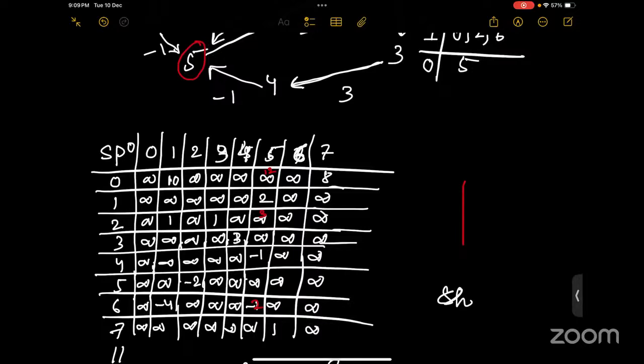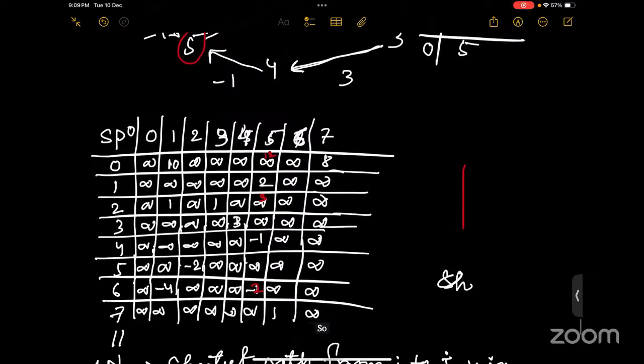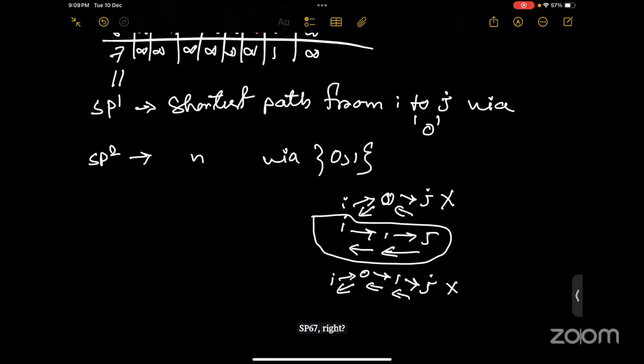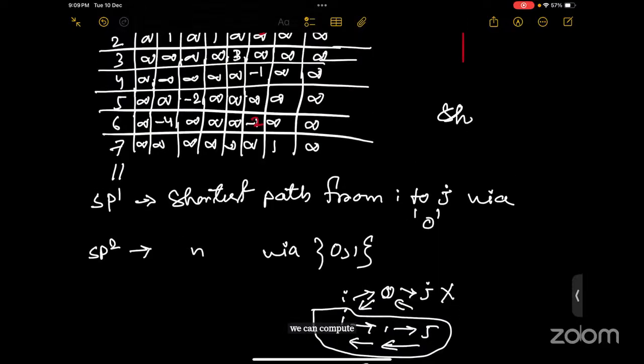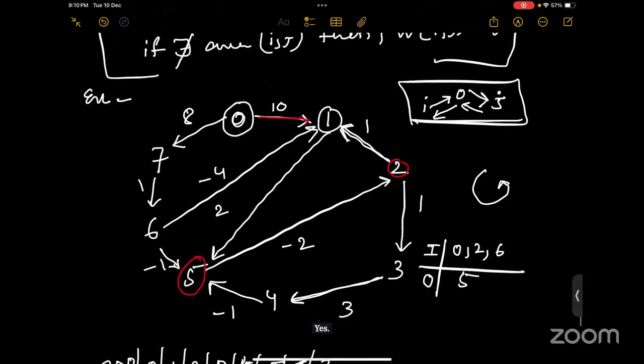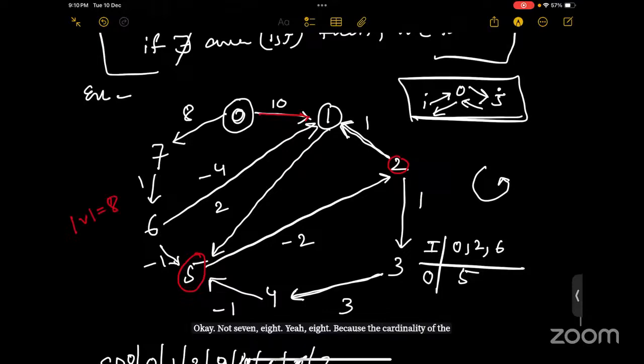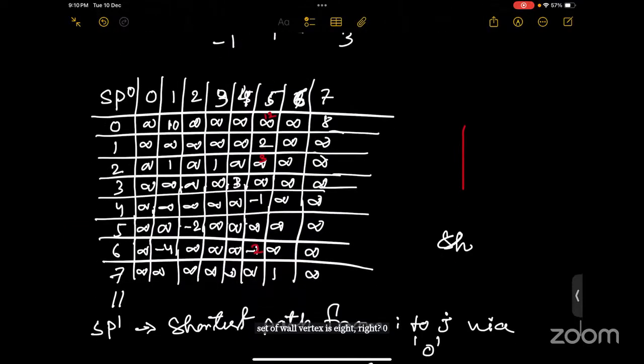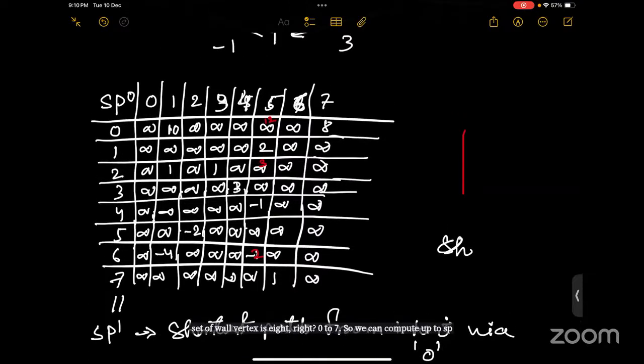So the white one is SP0, SP1, and the rest of the entries will be the same. And if you consider the red entries, then including them, this is our SP2. So similarly, we can calculate SP3, 4 up to SP6, 7, right? We can compute up to SP7. Okay, not 7, 8. Yes. 8, because the cardinality of the set of all vertices is 8, right? 0 to 7. So we can compute up to SP 0 to 8. So this is the procedure.